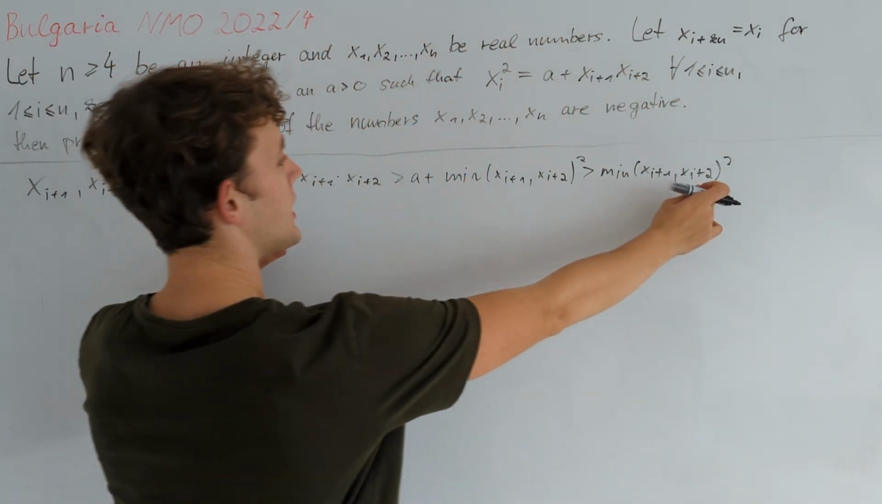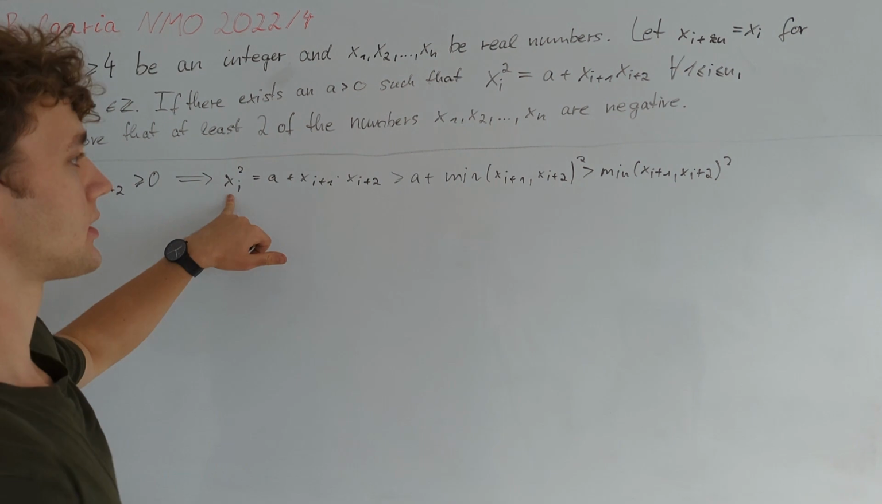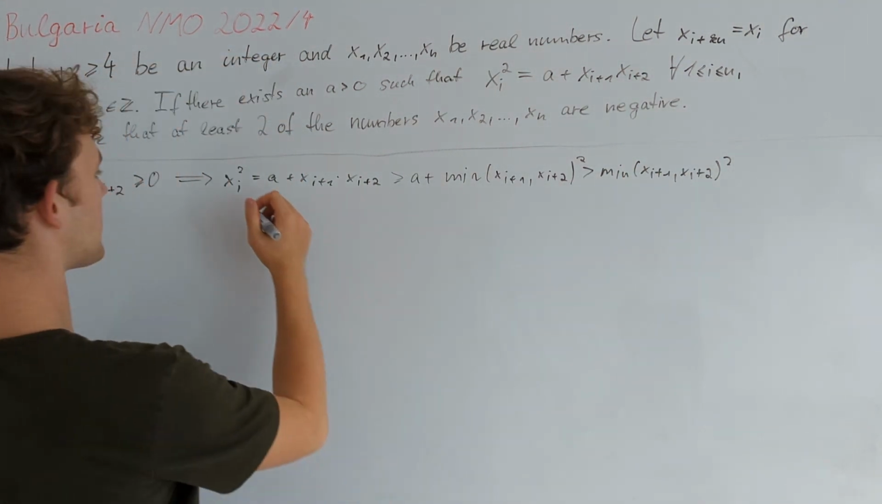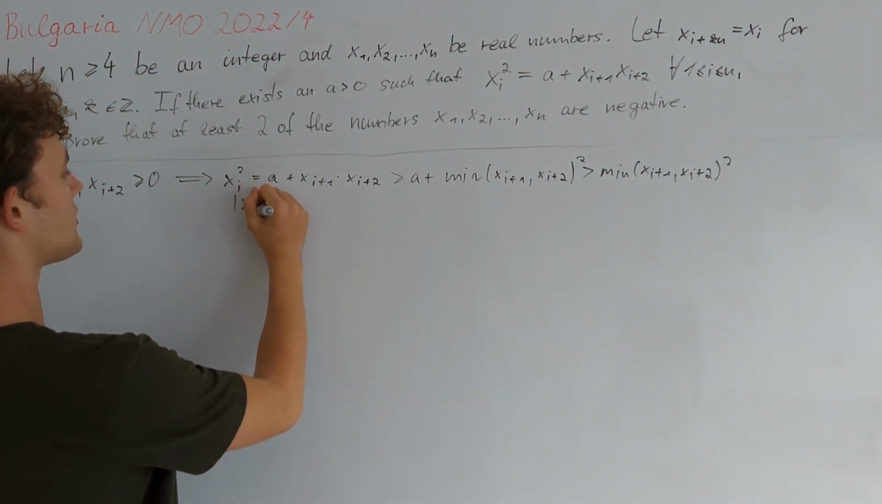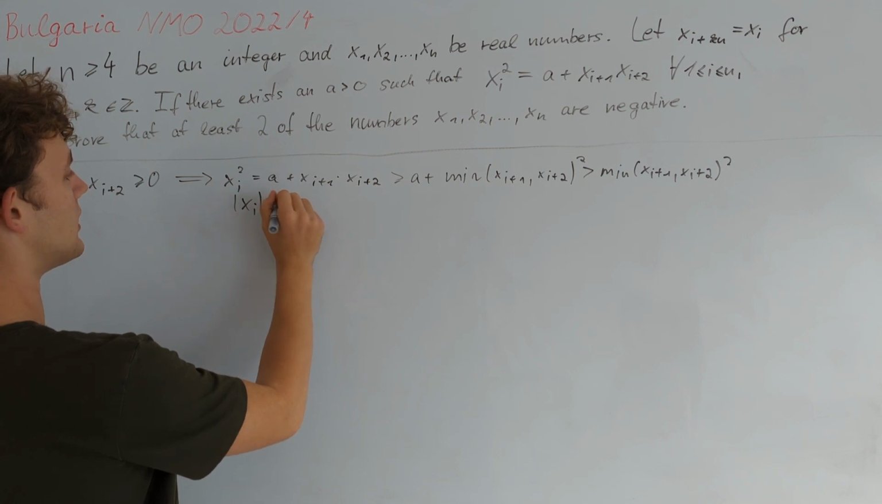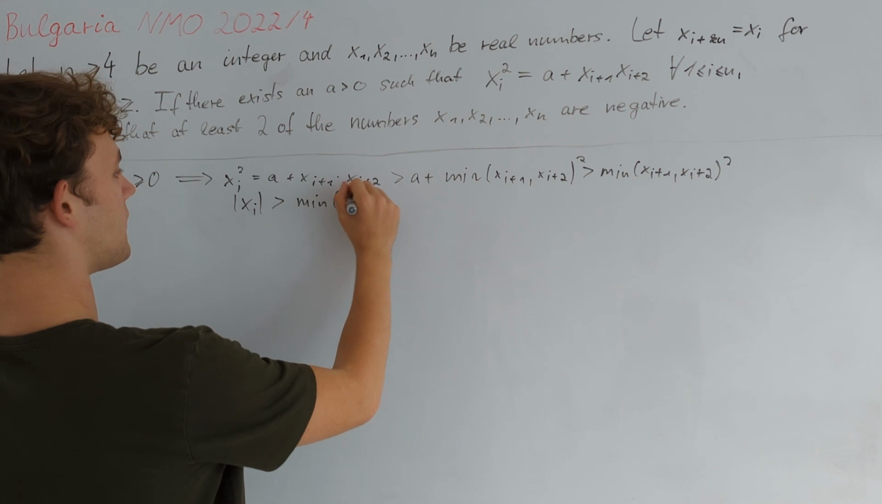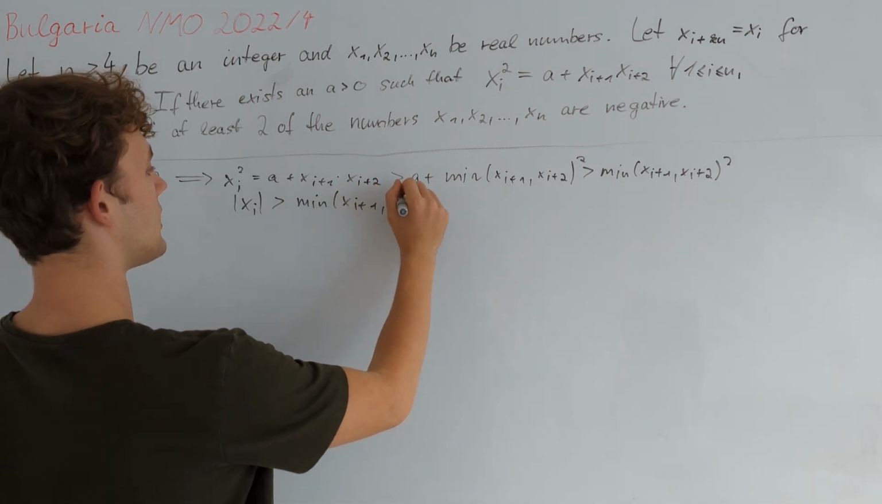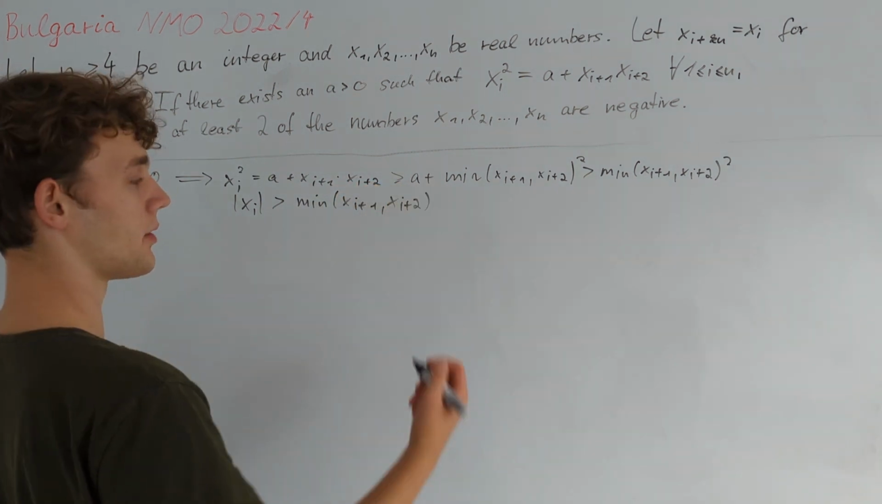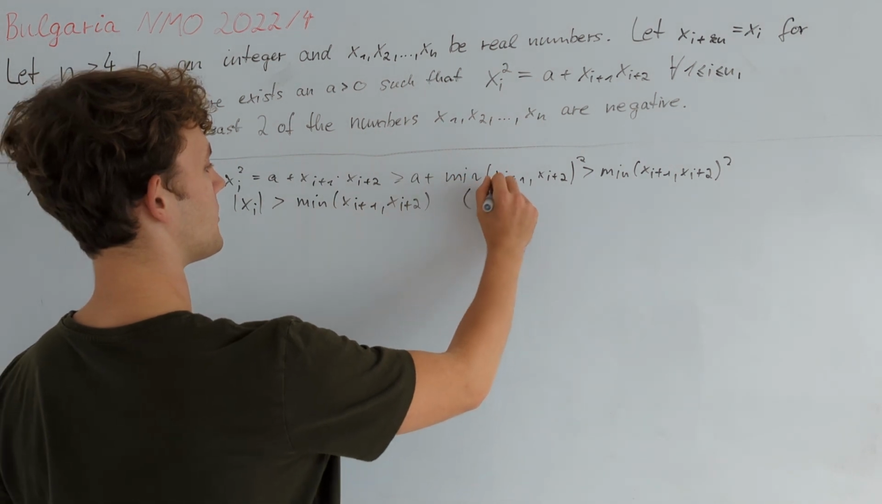Now, if we recap what we have, we can take the square root after all of this, which is quite nice, and we get that the magnitude of xi must be greater than the minimum of xi plus 1 and xi plus 2. We label this equation 1.